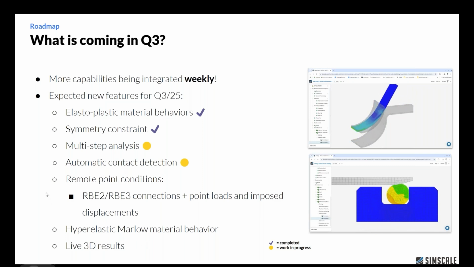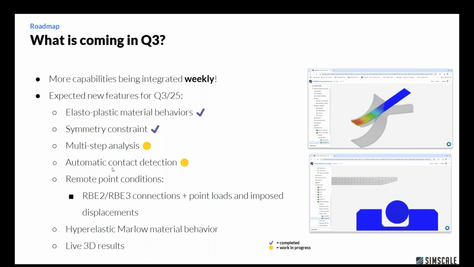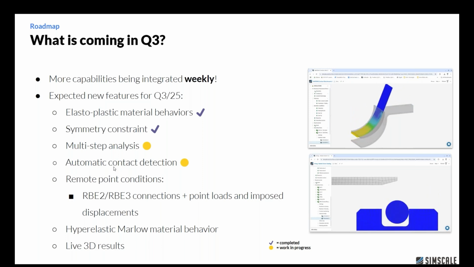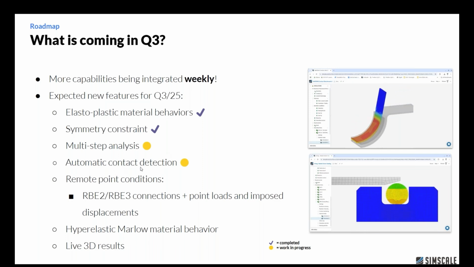Automatic contact detection is also coming. It's also in the latest Q&A stages, so you don't have to actually define all the glued contacts by default. We generate them automatically, and you might only switch then from a glued to maybe a touching type for actually enabling friction and separation on certain parts.